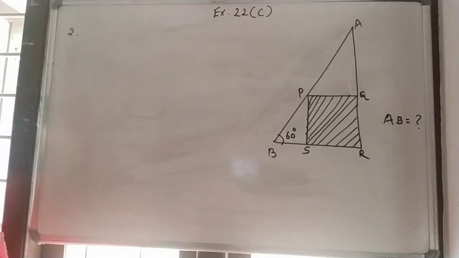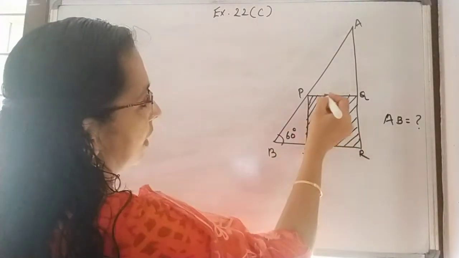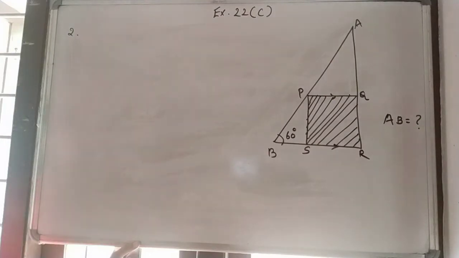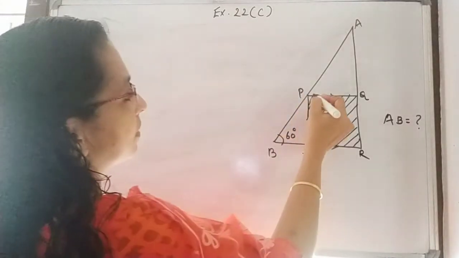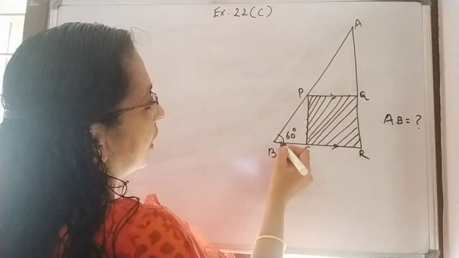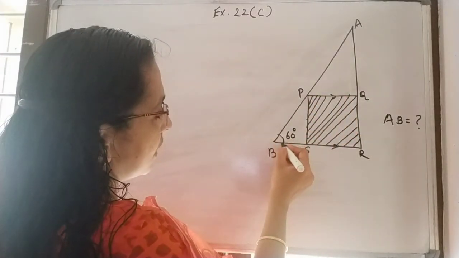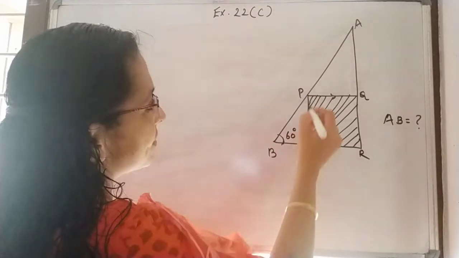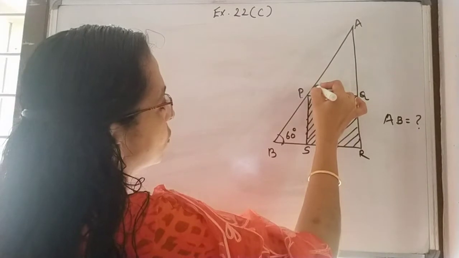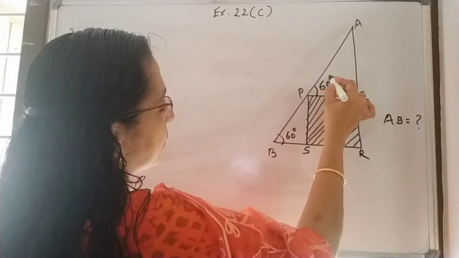So PQ will be parallel to SR, since PQRS is a cubical box. So if we consider the concept of corresponding angles, how can we write? Given B is equal to 60 degrees. So which angle will be 60 degrees? Angle APQ also will be 60 degrees.